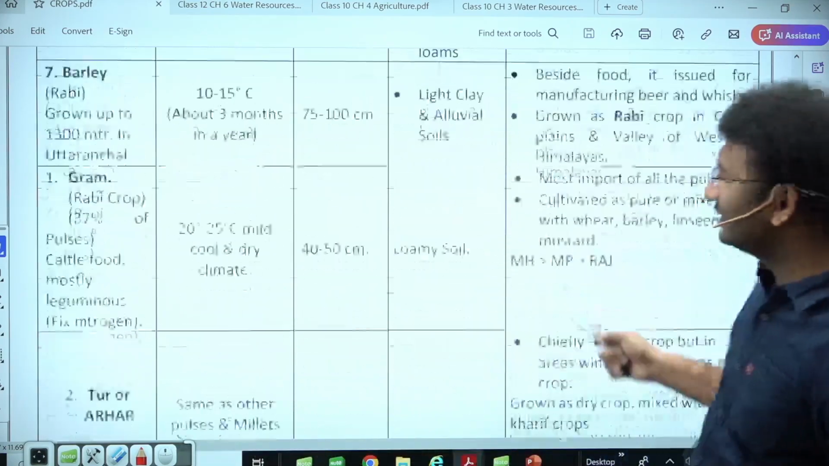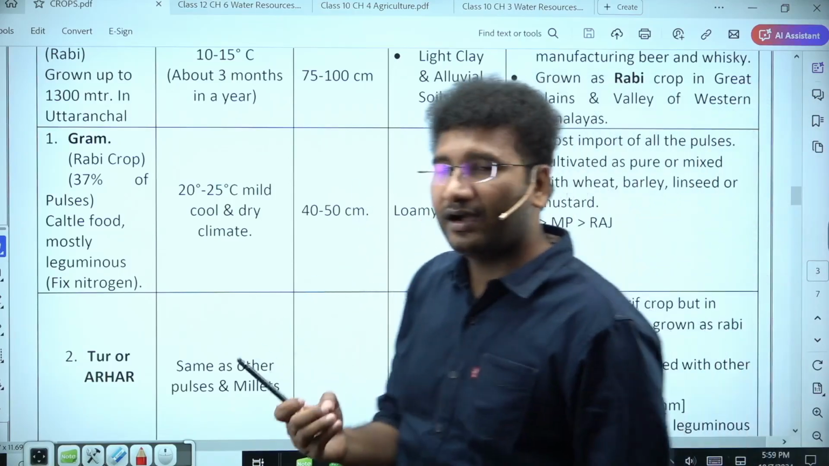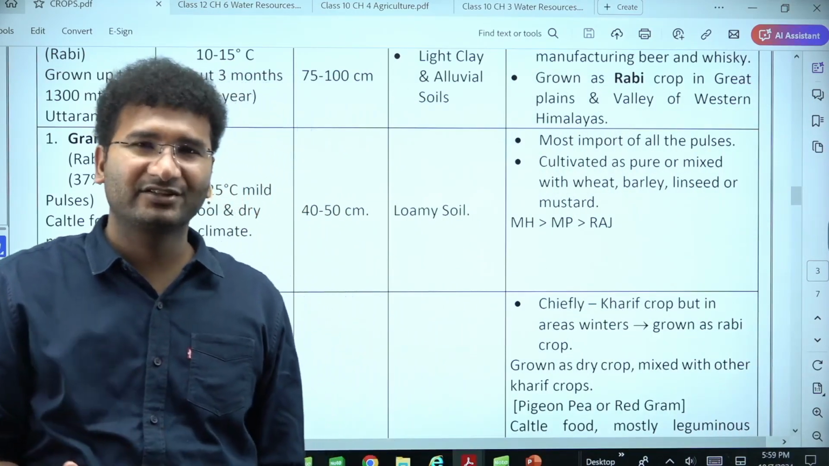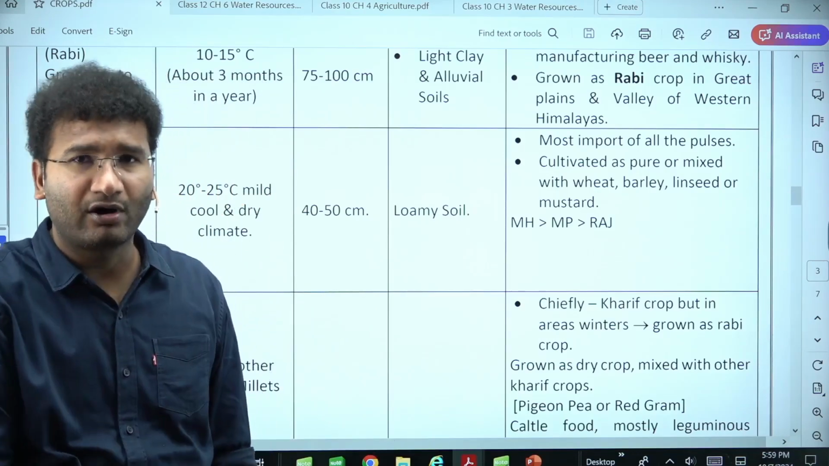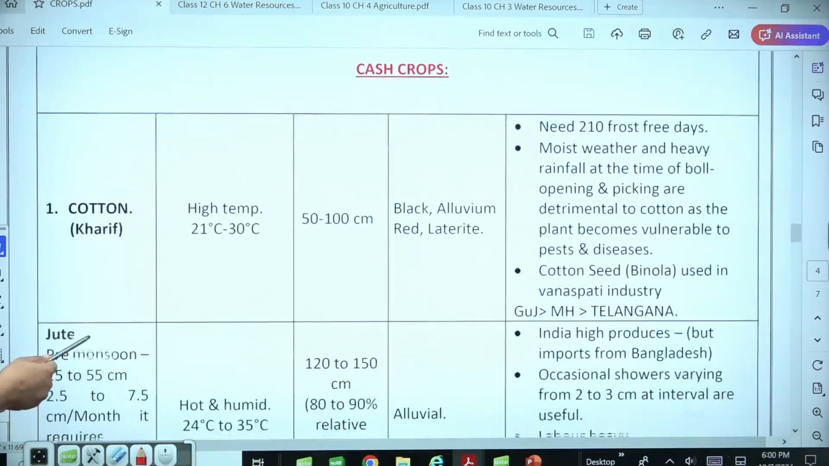So in totality, this is how you are supposed to understand. In the advanced classes, this is how I am going to teach you with respect to each crop. Now here you need to have a broad idea about these crops. See, classification of the crops is something that you need to know.